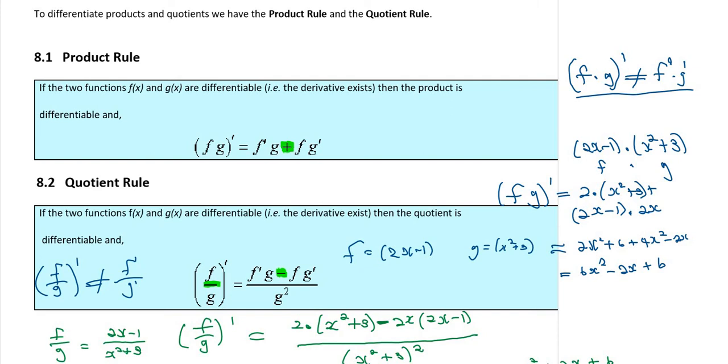This is Matd1544. We're busy with differentiation and using the rules. And in the previous recording, we looked at the product rule and the quotient rule.